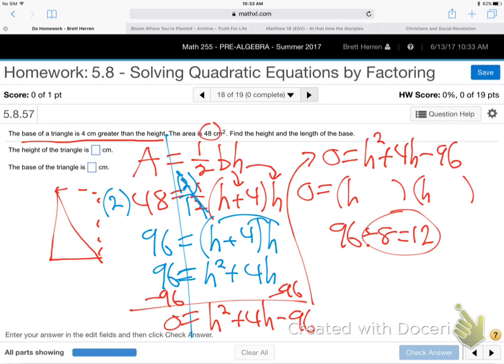Which one's which? The base is 4 greater than the height. So the base must be the 12 and the height must be the 8. And we're done. Is that okay?